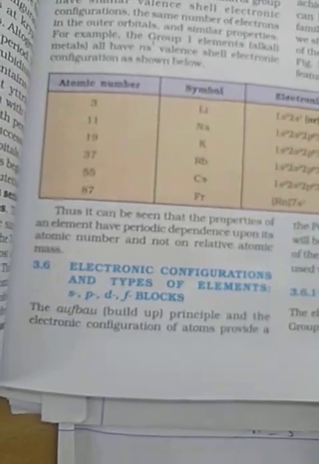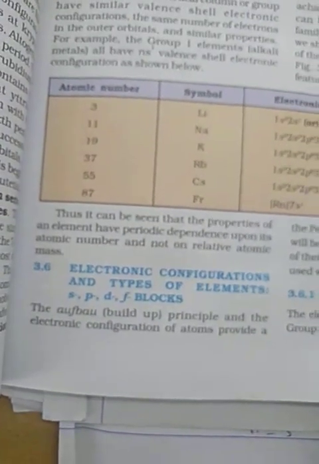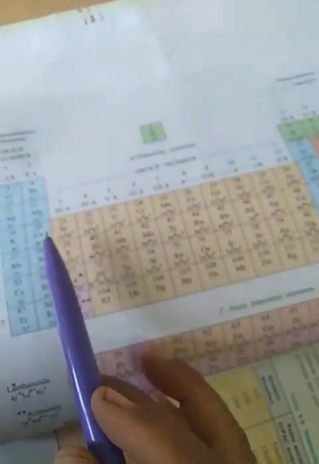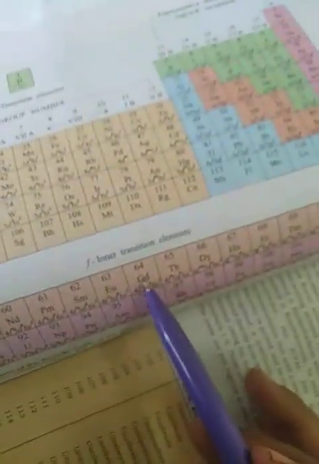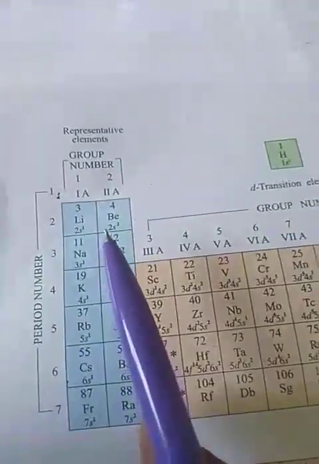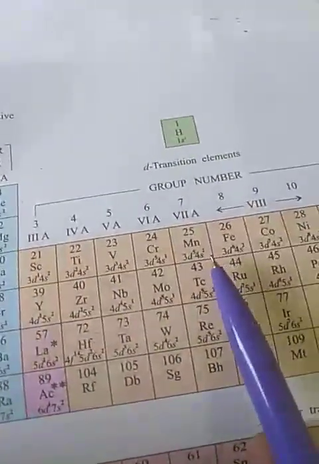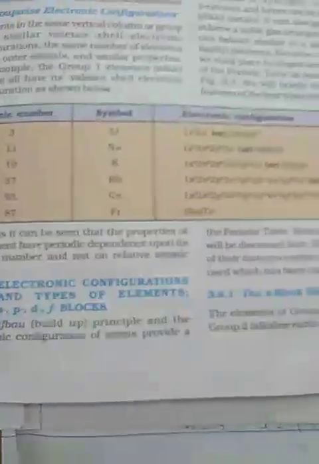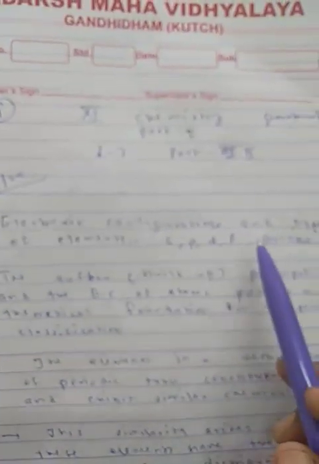Now we are starting our new topic, that is called electronic configuration and types of elements, s, p, d, f block. Now the whole of Mendeleev's periodic table is divided into s block, p block, d block and f block. This one is s block, this one is d block, this one is p block and this one is f block, in 4 blocks. So systematically I am making you understand how these are classified.